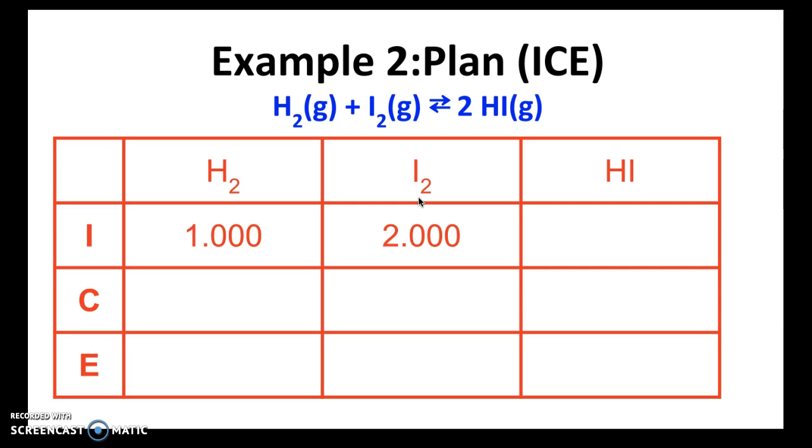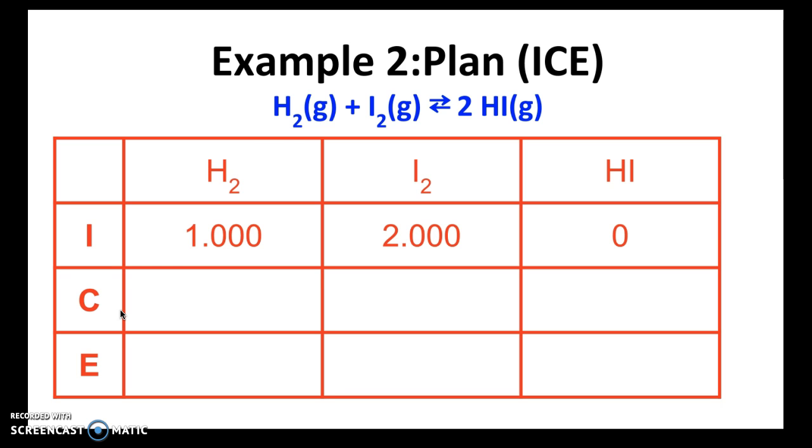And HI, on the other hand, we're starting off with none of that. So its initial molarity is 0. The next row is change. C stands for change. So what's the change? When you start off this reaction, you have all reactants. When equilibrium is established, are you going to have the same amount, more reactants, or fewer reactants? Well, you're going to have less because you're going to use up those reactants to make the product. So you know the change is going to be negative something. But what is it going to be exactly?